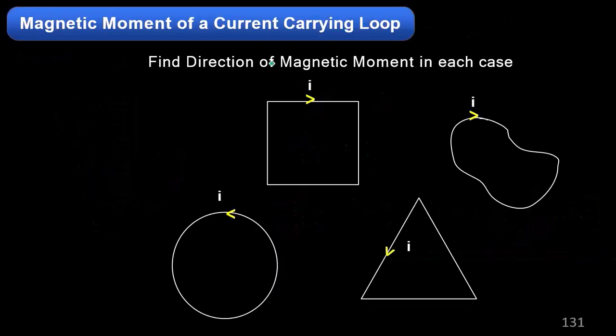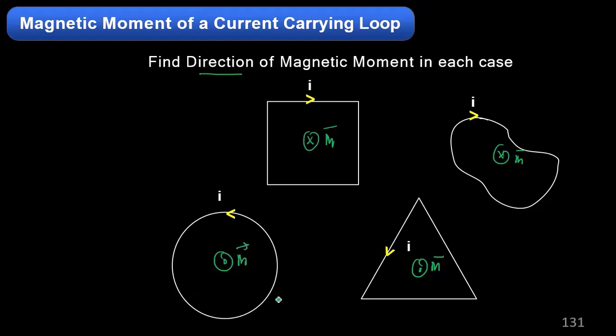Now, for a current carrying loop, first the direction of magnetic moment. The direction of magnetic moment is always along the current direction. If I fold my fingers along this current direction, the magnetic moment is cross M vector. Here also it is cross M vector. Here it is dot M vector. Here it is dot M vector. So magnetic moment has to be given the proper direction.